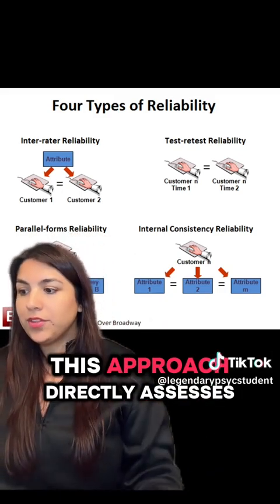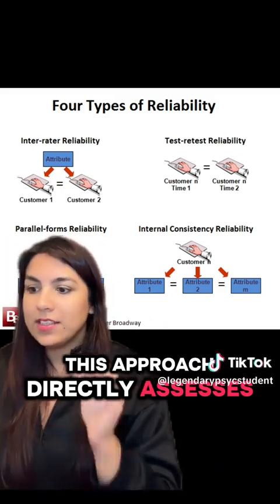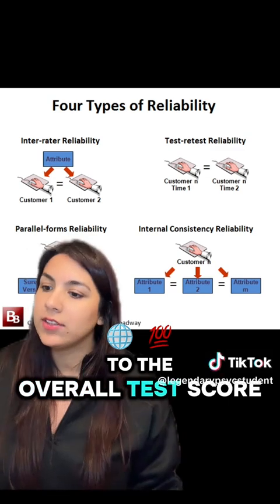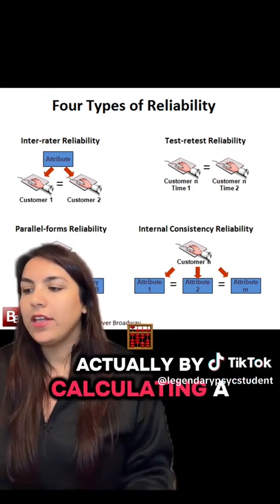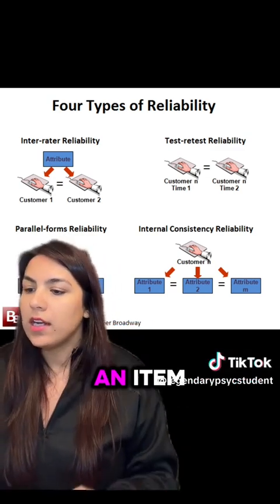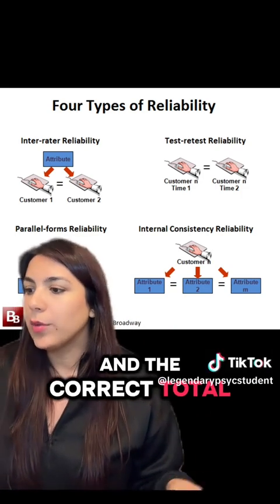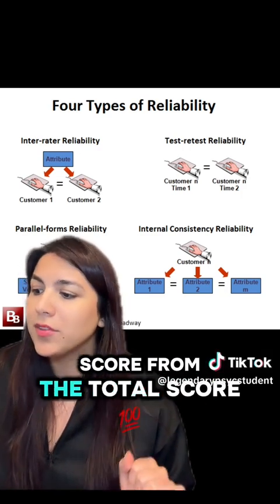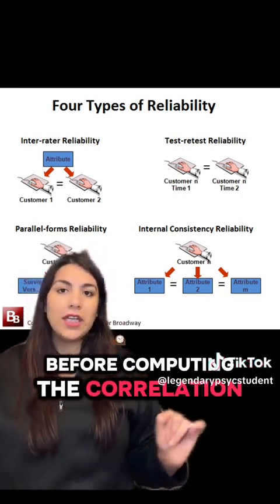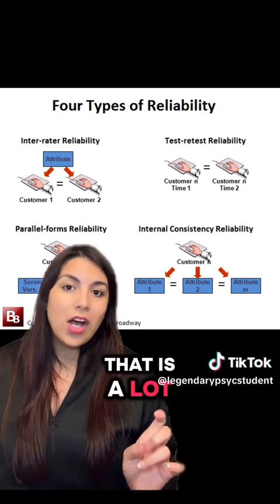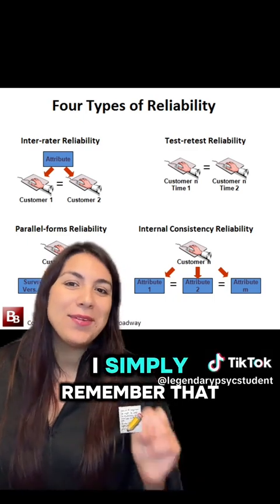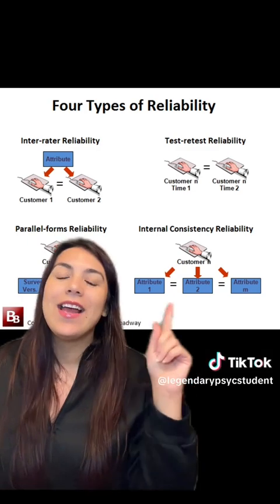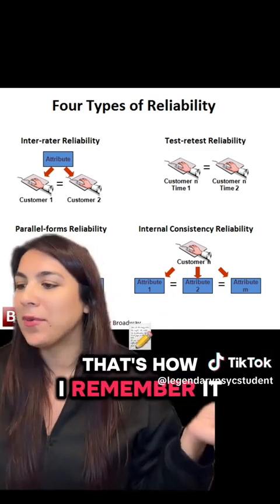This approach directly assesses the consistency of the items by comparing each item to the overall test score, actually by calculating a correlation between the score on an item and the corrected total score, achieved by subtracting the item score from the total score before computing the correlation. That is a lot. I simply remember that this one's like the most important one. It's the one that's used the most. And because it has a funny name, that's how I remember it.